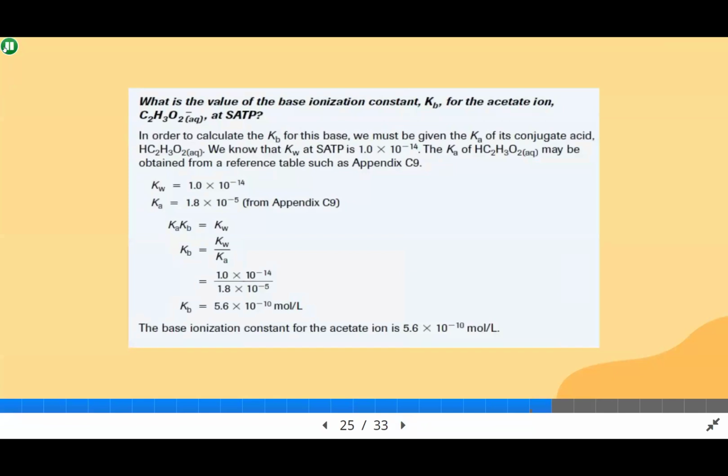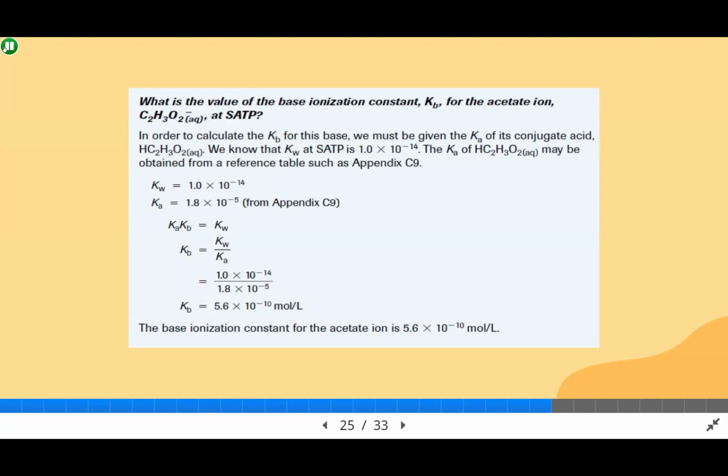Let's look at an example of calculating Kb or Ka. What is the value of the base ionization constant Kb for the acetate ion at standard atmospheric temperature and pressure? In order to calculate the Kb for this base, we must be given the Ka of its conjugate acid. We know that Kw is 1.0 times 10 to the negative 14. And the Ka of our acetic acid may be obtained from one of those reference tables that we talked about that listed all the Kas.